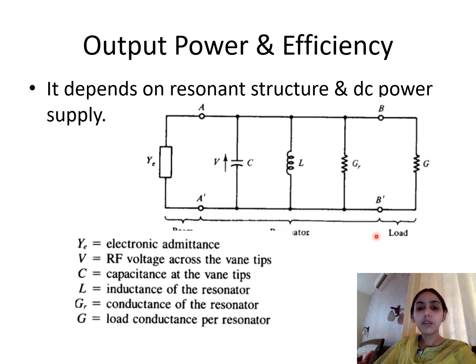So this is an equivalent circuit for a single resonator, where capital YE indicates the electronic admittance, V is the RF voltage across the vane tips, C is the capacitance at the vane tips, L is the inductance of the resonator, GR is the conductance of the resonator, and GL is the load conductance per single resonator.